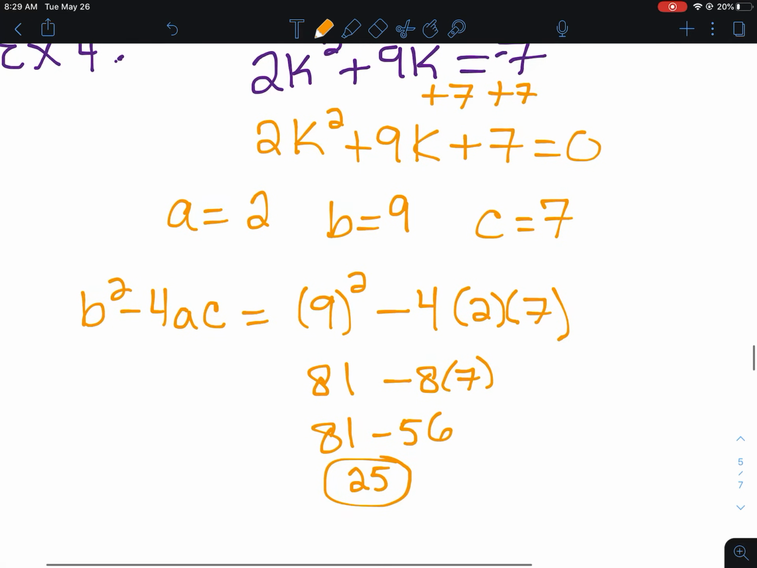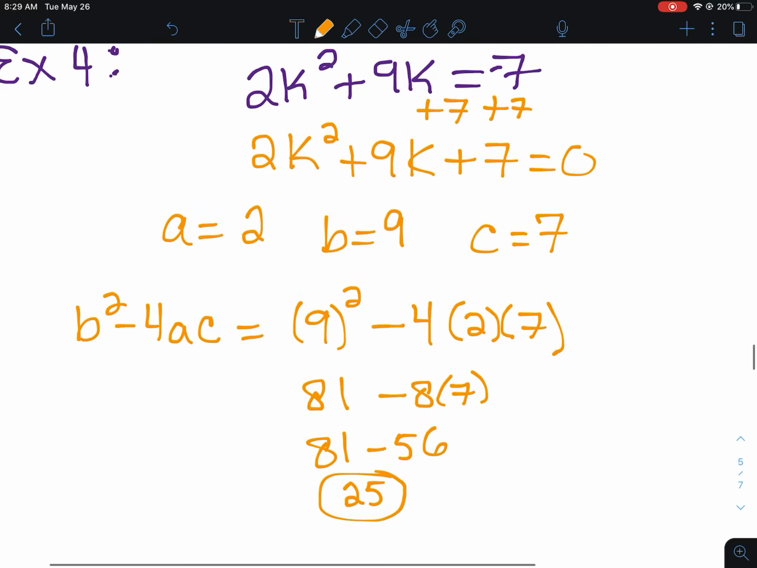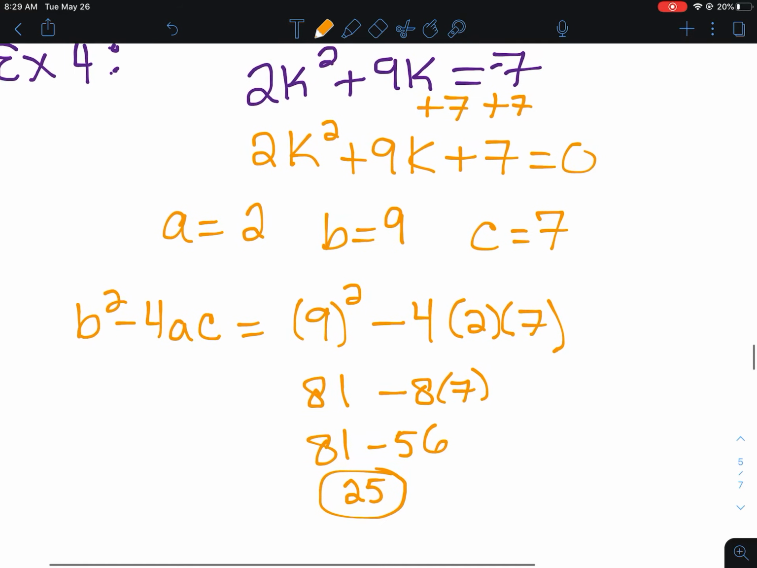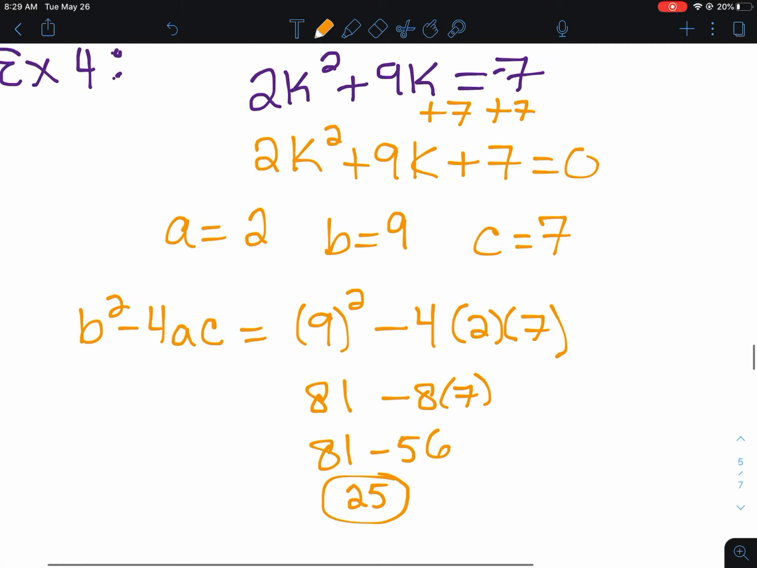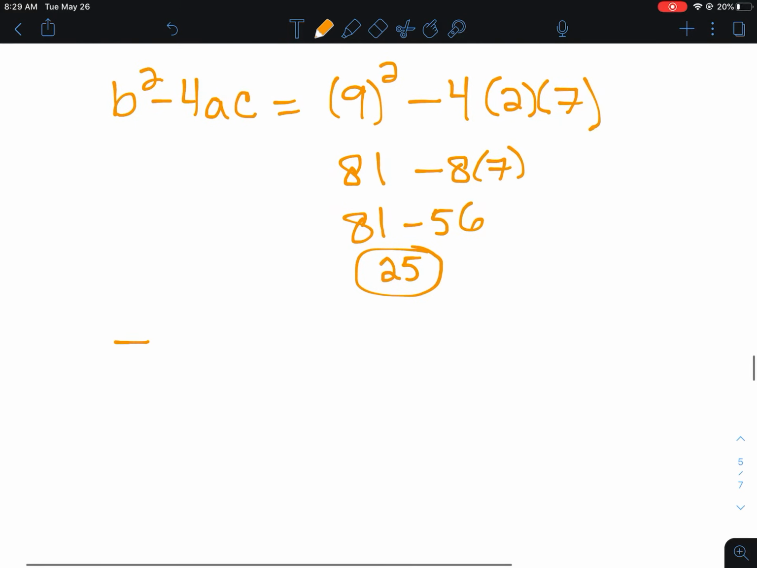Again, another perfect square. So something interesting happens here. So now we know that the discriminant is 25. We're going to get 2 real answers again. And let's go ahead and do our full quadratic formula.